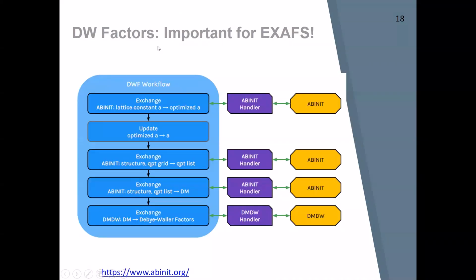Okay, so another one that's very important for XAS, for example, is the Debye-Waller factor workflow. In this case, you're calculating a dynamical matrix using DFT, and specifically ABINIT, although we have handlers for quite a few other things as well.